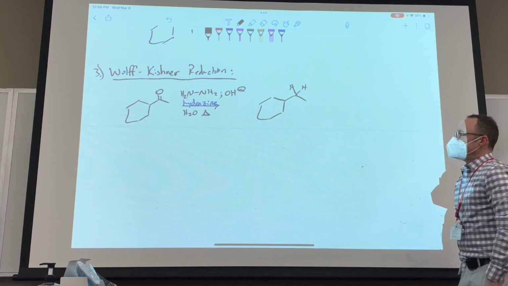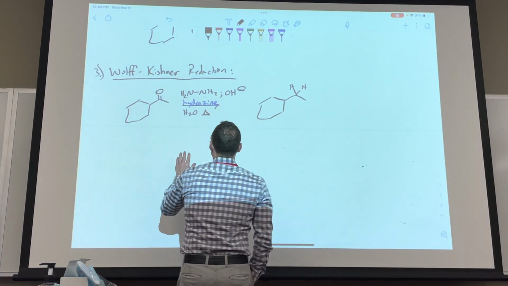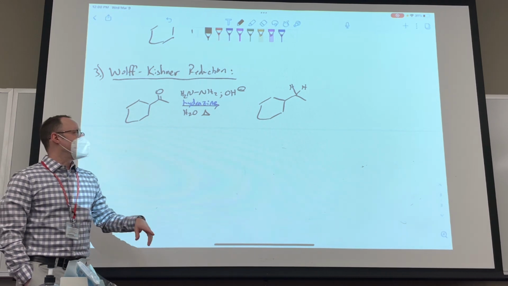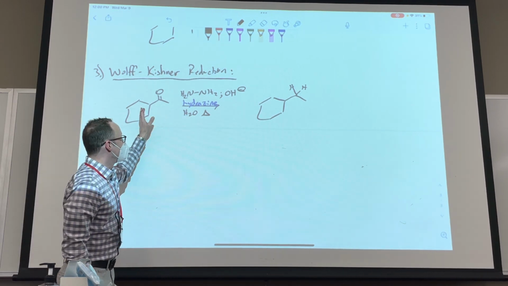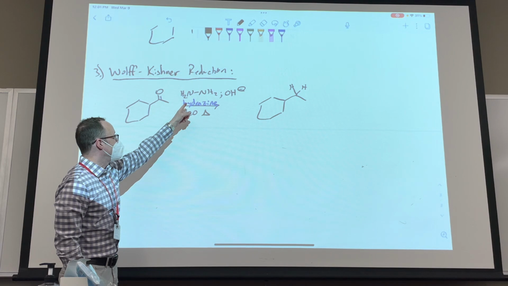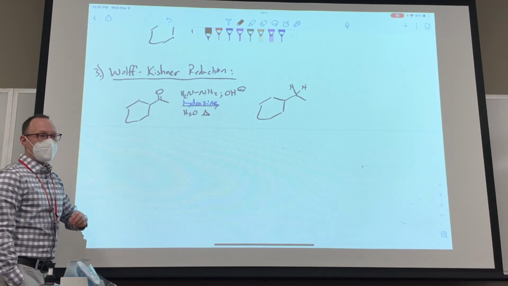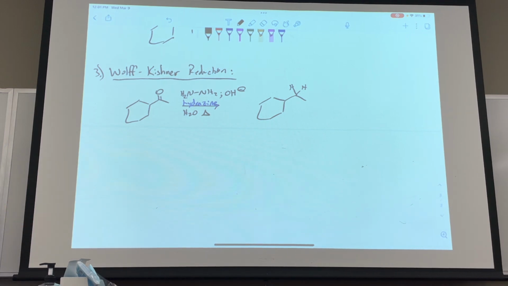But before we go into the mechanism, I'm going to abbreviate it a little bit, because the first part of this mechanism involves the hydrazine attacking the carbonyl. And we just looked at those. Right? We looked at a bunch of amines attacking carbonyls.